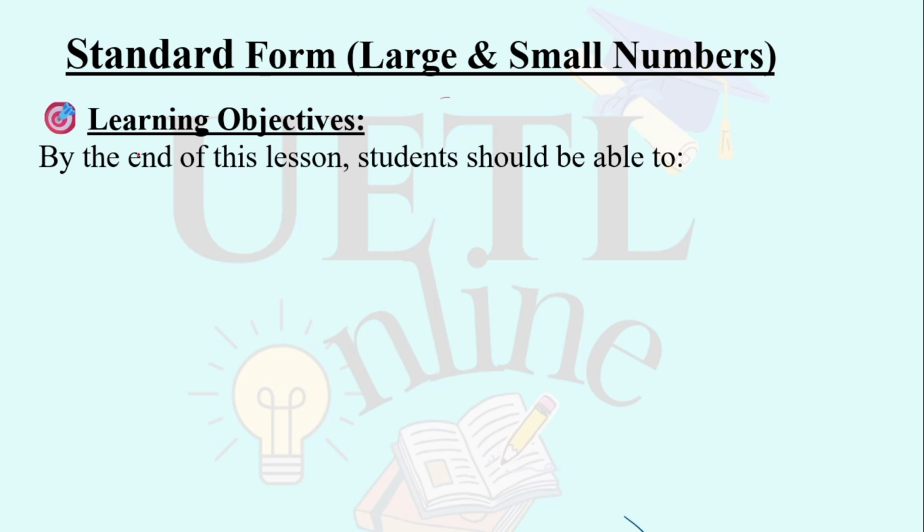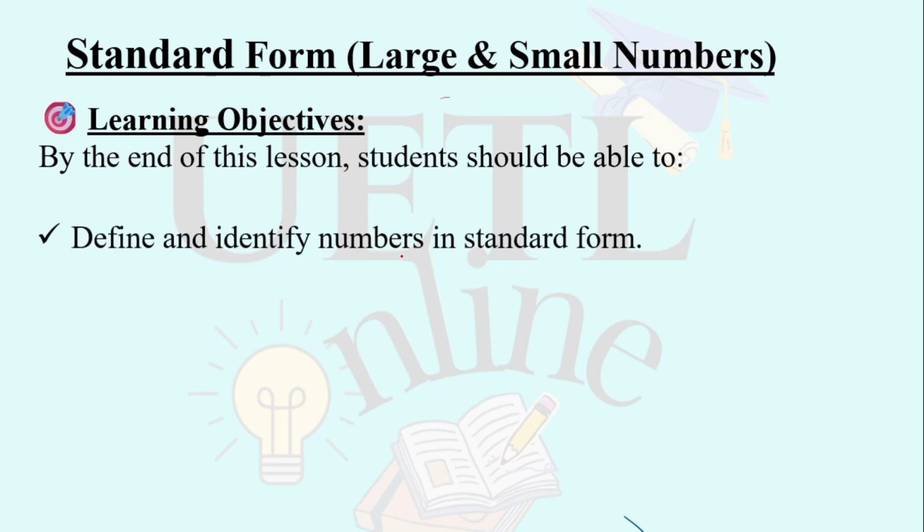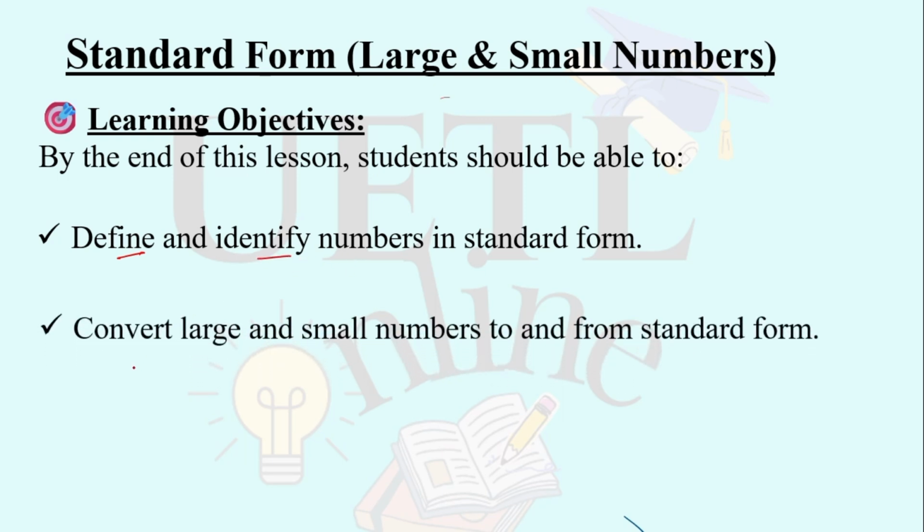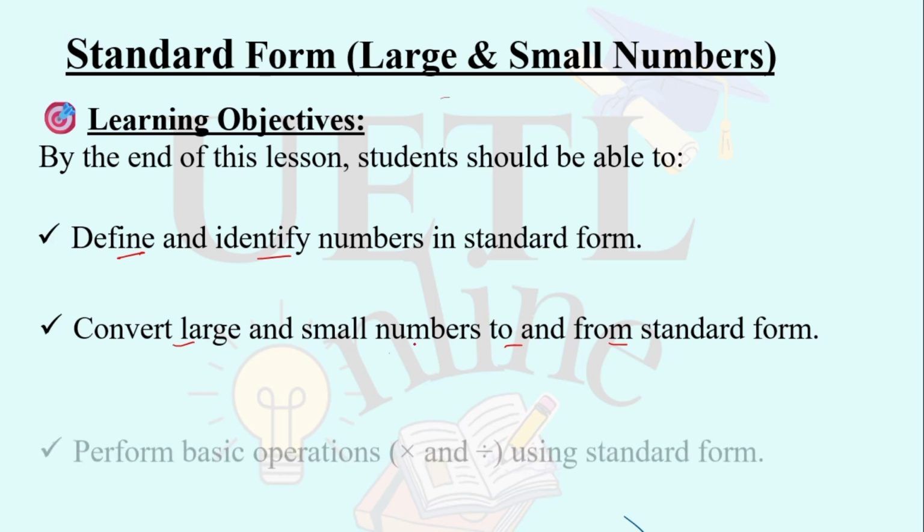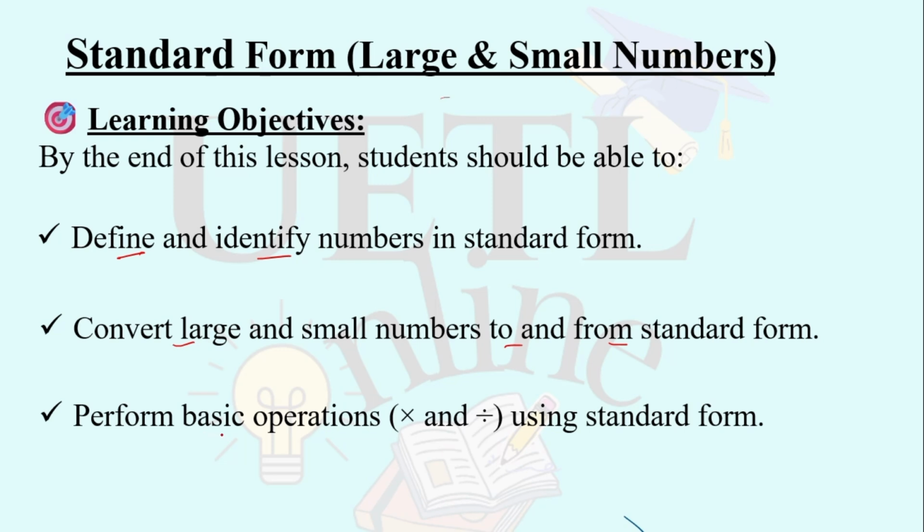So the objectives of this lesson are, by the end of it, you are going to be able to define and identify numbers in standard form. You are going to define what standard form is, then identify if a number is in standard form or not. Then you are going to convert large and small numbers to and from standard form. Given a number in standard form or in ordinary form, you're going to be able to convert it between them. Third, you are going to perform basic operations like multiplication and division using standard form. Given numbers in standard form, you're going to perform these basic operations.